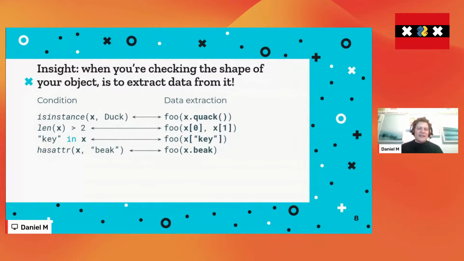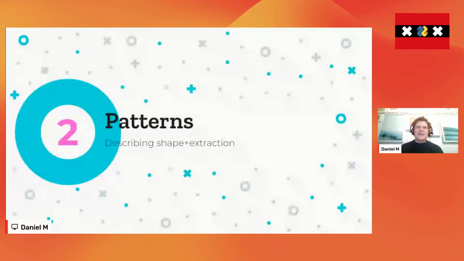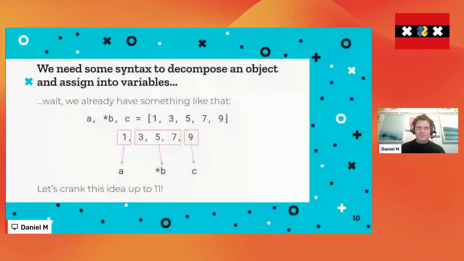So the key component of pattern matching will be our patterns. And the pattern will describe not just the shape of an object, but what kind of data inside the object we want to extract, what part of the object we are interested in. And we actually have something like that in Python, because we say, okay, we're designing patterns and we need some syntax where we can pull an object apart and get the little pieces and put them inside variables.